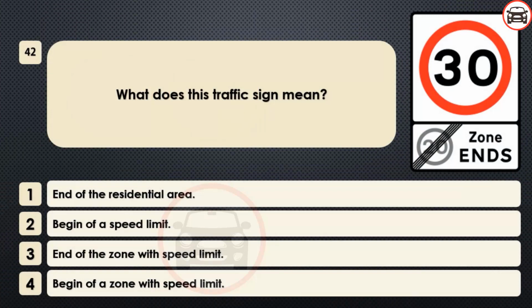What does this traffic sign mean? 1. End of the residential area. 2. Begin of a speed limit. 3. End of the zone with speed limit. 4. Begin of a zone with speed limit.